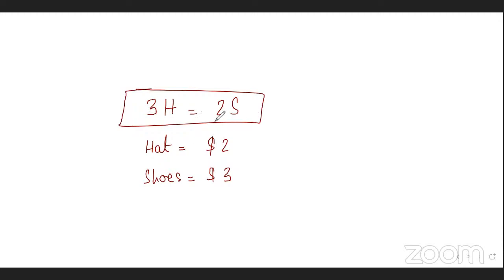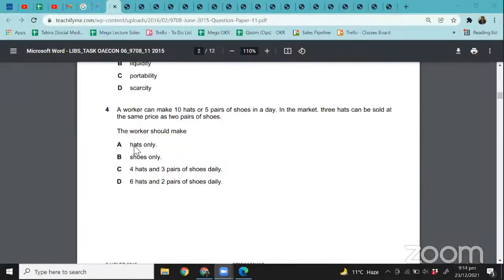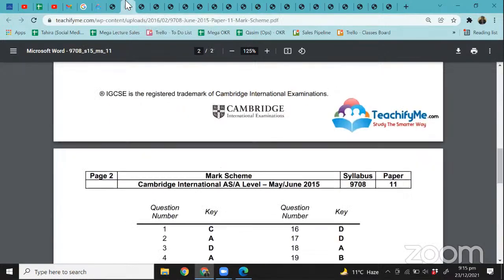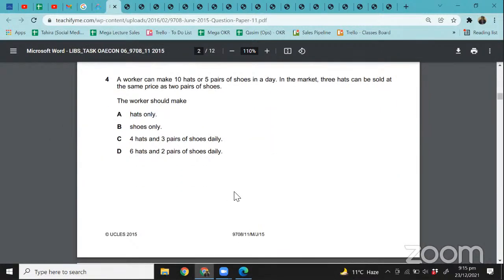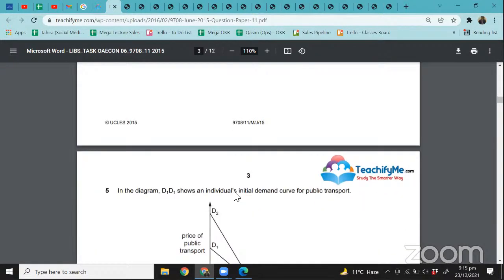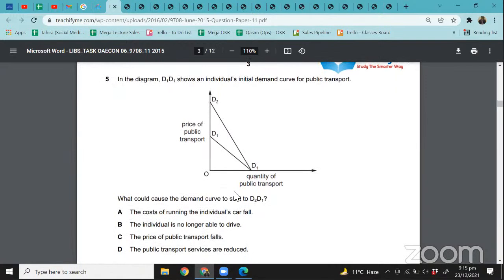Now all we were supposed to do is to just plug in these values and see which of these will give you the most revenue. So if you produce hats only, each hat is worth $2. So 10 times 2 is $20. So option A is giving you the most revenue compared to any other option. So the correct answer should be A. Is this clear, Zan? Okay.